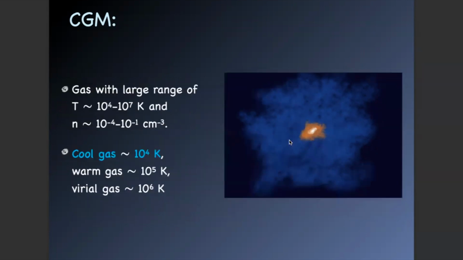The gas in the CGM is multiphase with temperature ranging from 10^4 to 10^7 Kelvin and is also very diffuse gas with number density varying from 10^-4 to 10^-1 particles per cc. In this work, we will be talking about the cool gas, which is around 10,000 Kelvin, but there are other gaseous phases as well, like the warm or the virial phase.